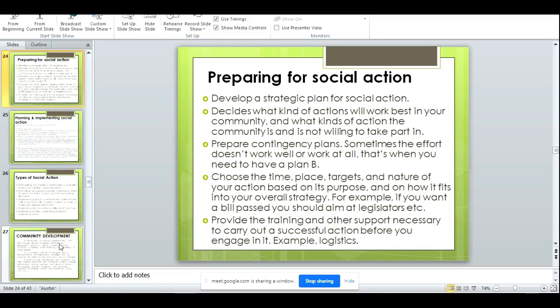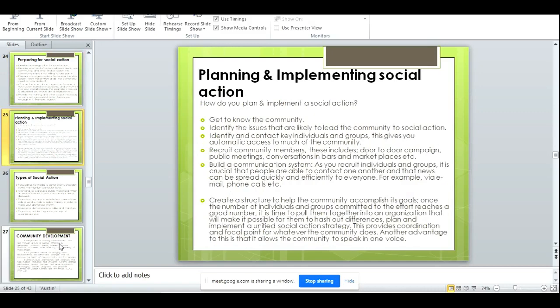And finally, provide the training and other support necessary to carry out a successful action before you engage in it, e.g. logistics. So you don't want to go to battle with people that are not ready. You want to prepare the people when you want to engage in social action.